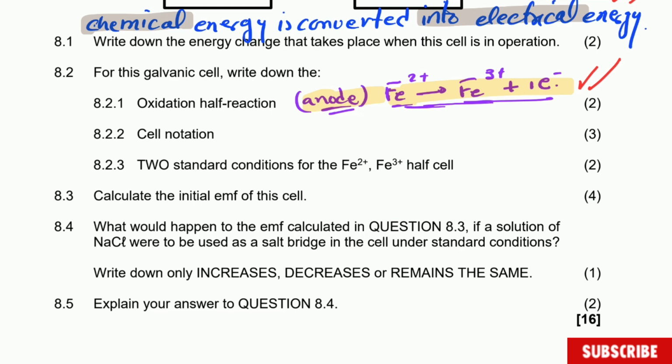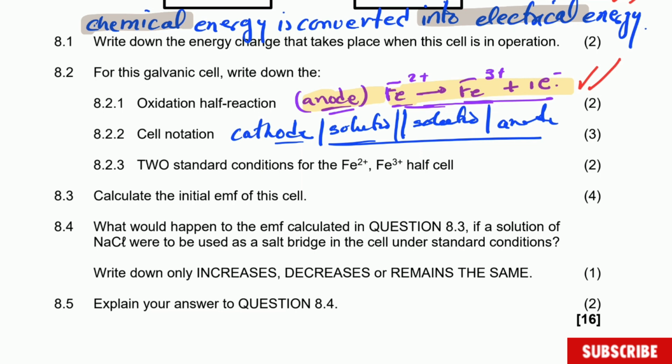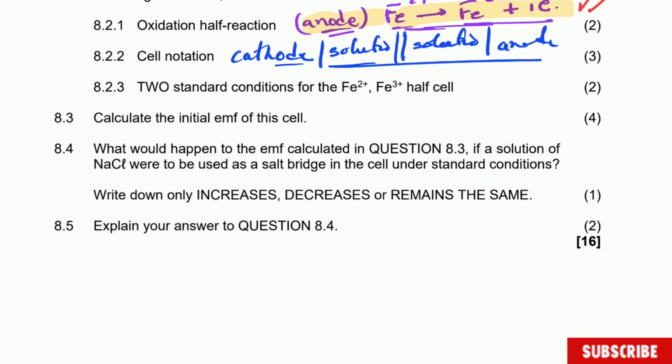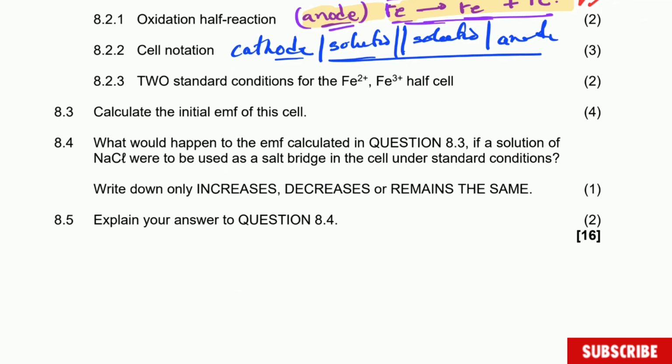Now, cell notation. What I want you to remember about cell notation is that you will always start with the cathode, then you go to the solution, then the salt bridge, solution, and anode. We're going to do the same as we did with the half reactions. We are going to use what we know from the table, and we're going to write it the other way around, from cathode to anode.